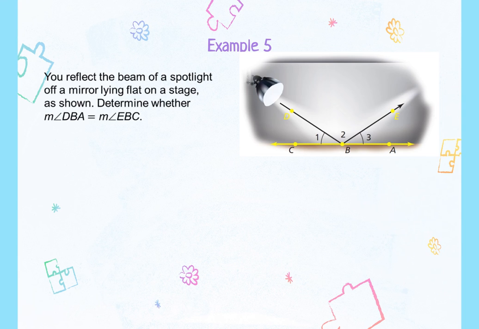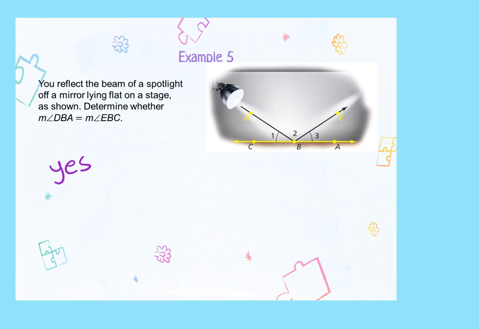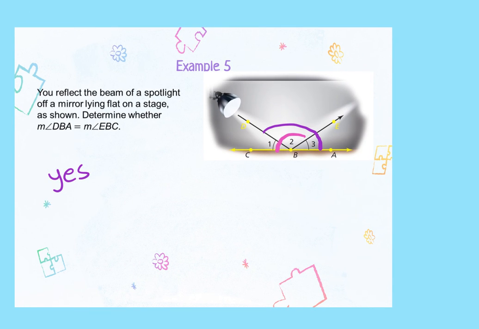Okay. All right, example 5 says you reflect the beam of a spotlight off a mirror lying flat on the stage as shown. Determine whether angle DBA would equal angle EBC. I said yes, and then the reflective property. DBA is this big angle, and you're trying to figure out if it equals EBC, which is this big one. You know that these are congruent, because this would be reflected on a mirror.